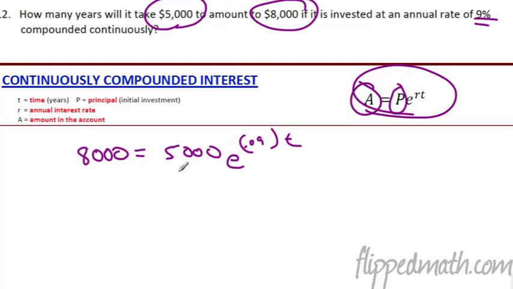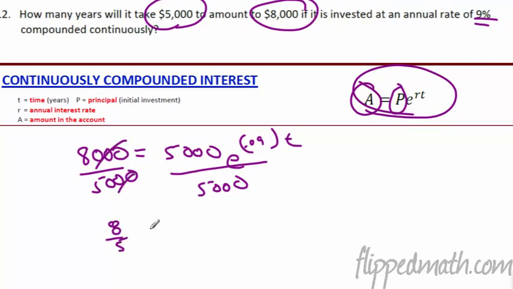All right, so now we can start solving this. So divide each side by 5,000. Hopefully that wasn't a problem. I'm going to get 8/5. I'm simplifying. Here's what I'm doing. They cancel. Equals E to the 0.09t. If I take the natural log of each side, I get the natural log of 8/5 is going to equal natural log of E. They kind of cancel out, 0.09t.